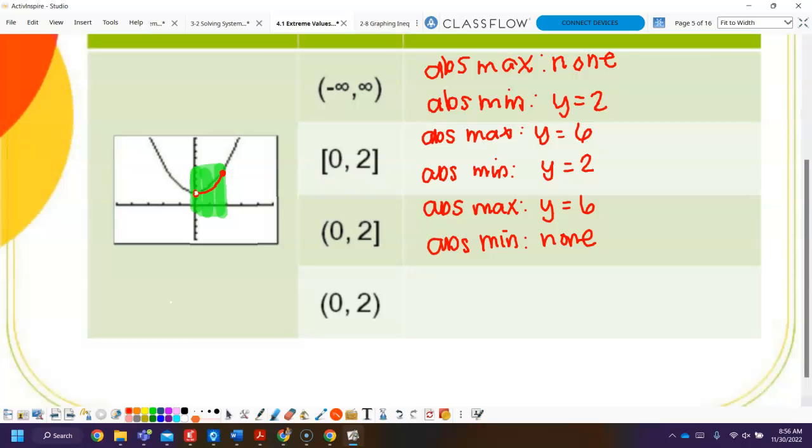What about if neither endpoint is included? So now again, none, because in that open interval there's not a point that is higher or lower than any other point.